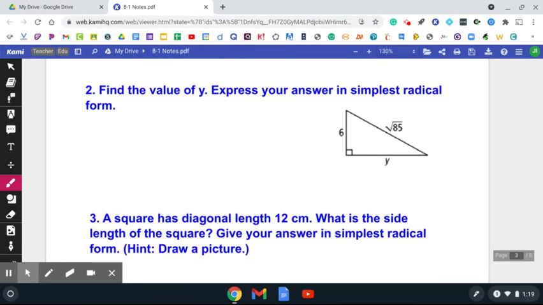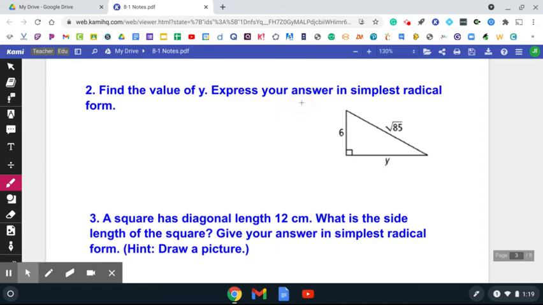So in number 2, it says, find the value of y, express your answer in simplest radical form, which is something we already worked with. A little bit more challenging here, one, because we know that the answer is not necessarily going to come out to be a whole number because of how the directions are worded. And then also they give you this side length right here as a radical already. So let's see how that plays out when we put this into our Pythagorean theorem.